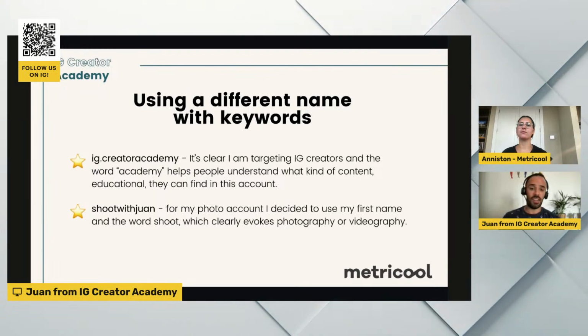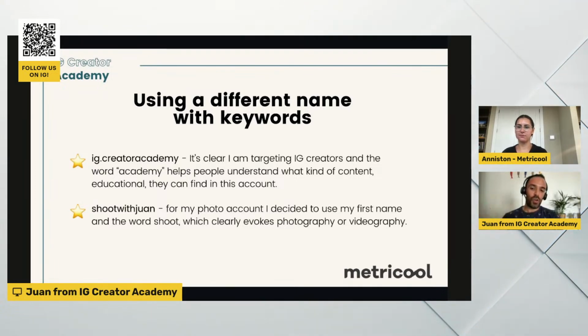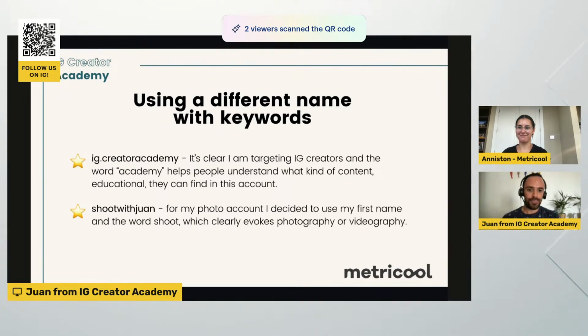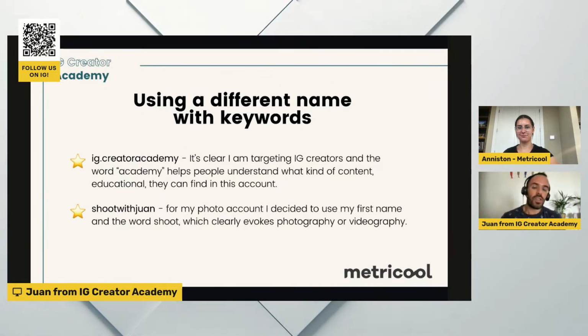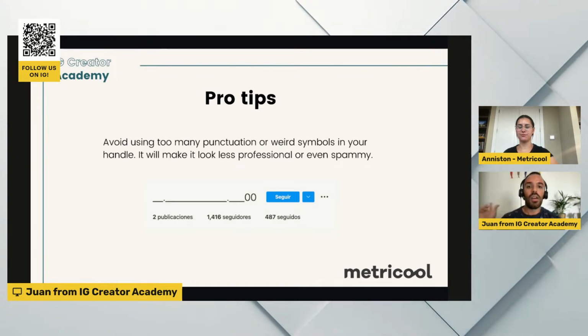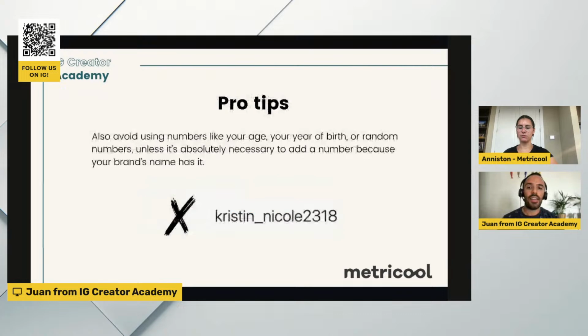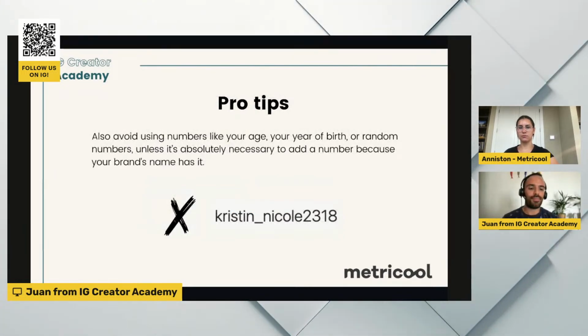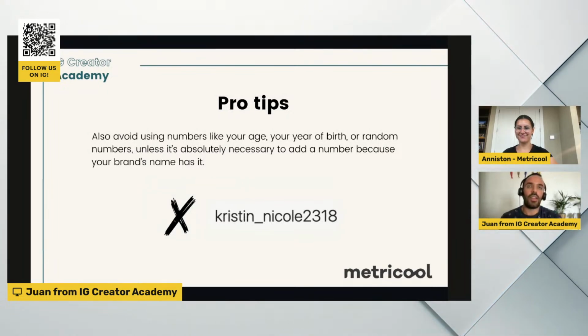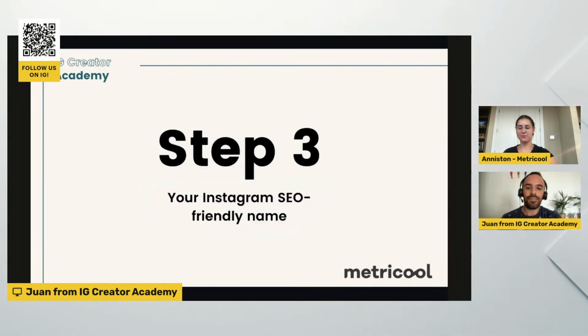And in this travel account, I did use my name, but I used this word shoot, which definitely evokes photography or videography. So you can choose between using your own name or using keywords that represent what you do in your handle. Some pro tips here: avoid using too many punctuations or weird symbols like this. It will make your account look less professional or even spammy. And avoid using a lot of numbers like your age, your birth, random numbers, etc. Unless it's a number that your brand's name has in it.